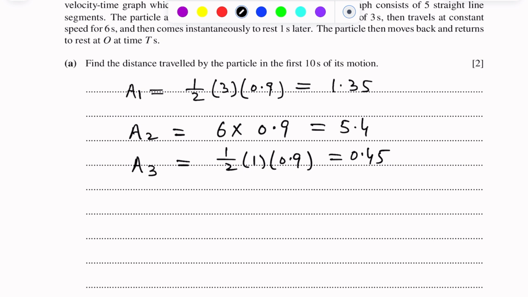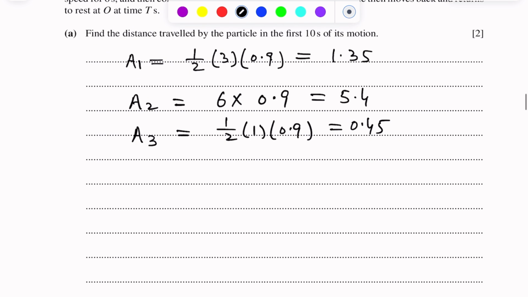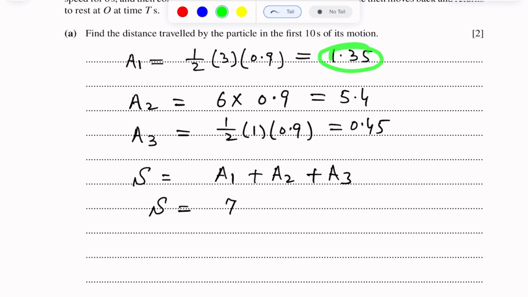We will add these three areas and we get the distance. Distance is A1 plus A2 plus A3. Adding these three areas, we get 7.2 meters. This is the distance in the first 10 seconds of its motion.